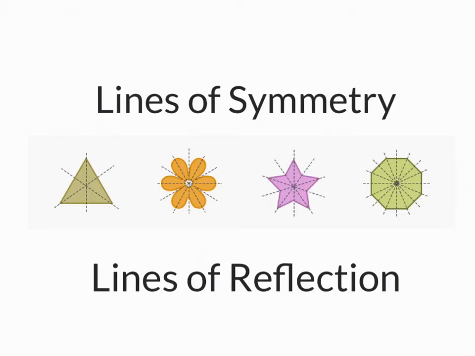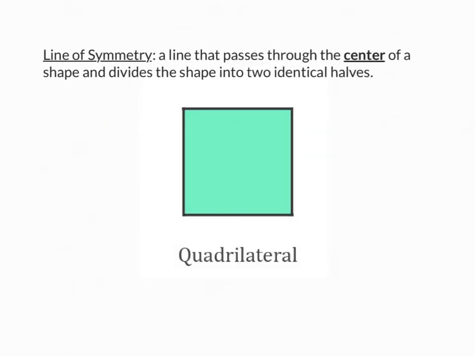In this video, we're going to go over lines of symmetry, also known as lines of reflection. A line of symmetry can be defined as a line that passes through the center of a shape and divides that shape into two identical halves. The key here that we really want to focus on is the term center, right? It goes through the center of a shape.